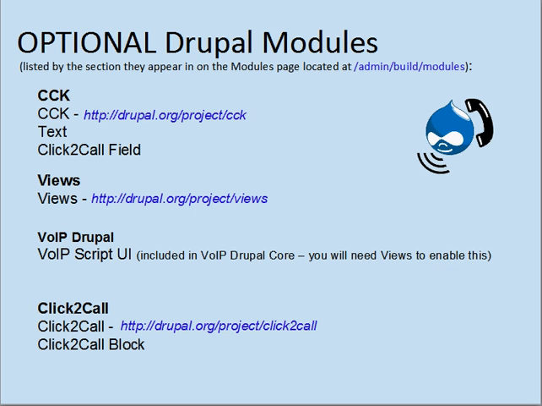The optional modules, well, CCK and Views, those are two of them. VoIP Drupal Script UI, this you will already have when you download the core VoIP Drupal, but you can enable it if you would like. And Click to Call, this is where the Click to Call project lives. You can download and install that if you'd like. Totally optional.